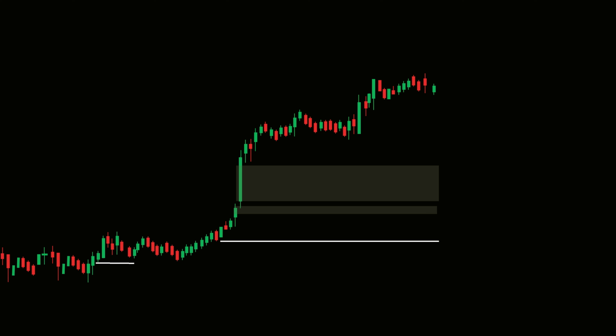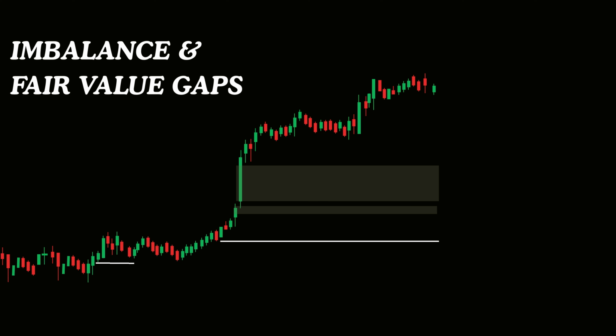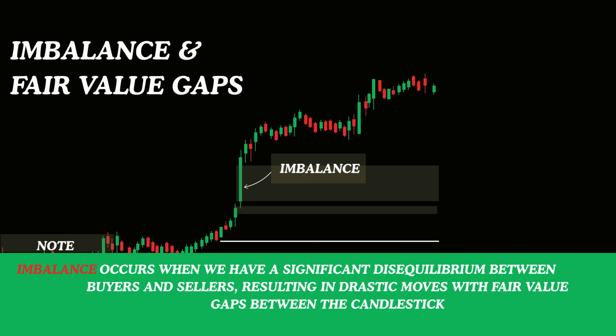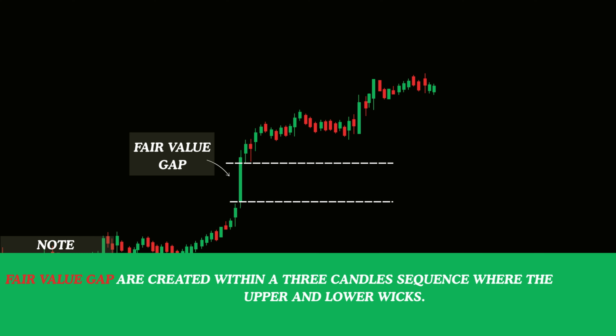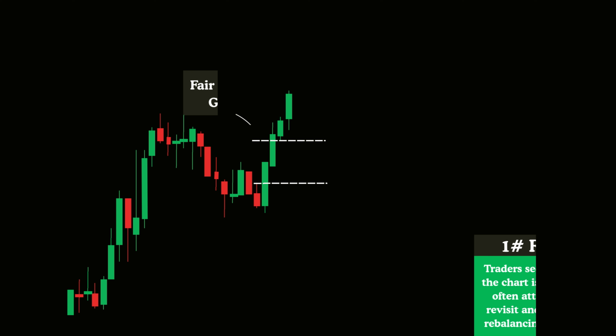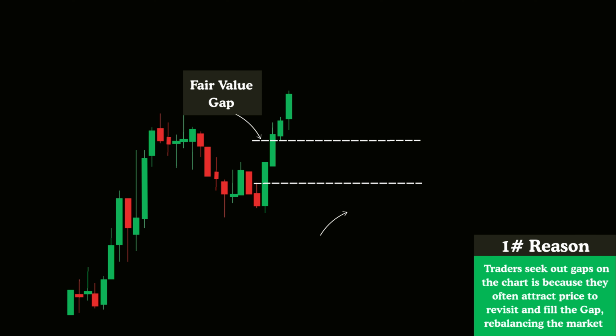The first indicator we'd like to present helps in identifying imbalances and fair value gaps on the chart. An imbalance happens when there's a notable disparity between buyers and sellers, leading to sharp price movements and creating fair value gaps between the candlesticks. Fair value gaps form in a sequence of 3 or more candles where there's a lack of overlap between the upper and lower wicks. The first reason traders seek out gaps on the chart is because they often attract price to revisit and fill the gap, rebalancing the market.